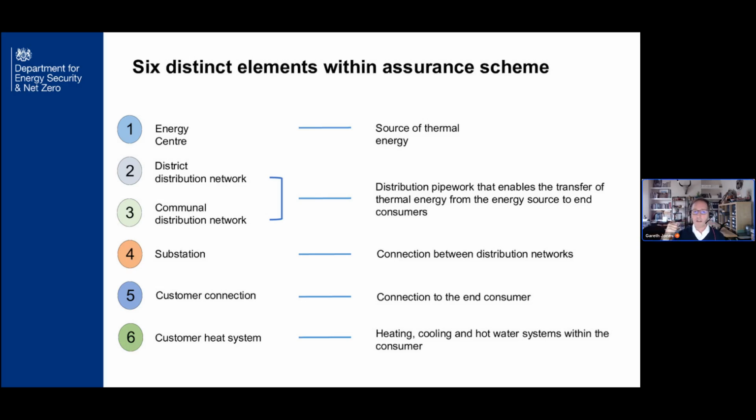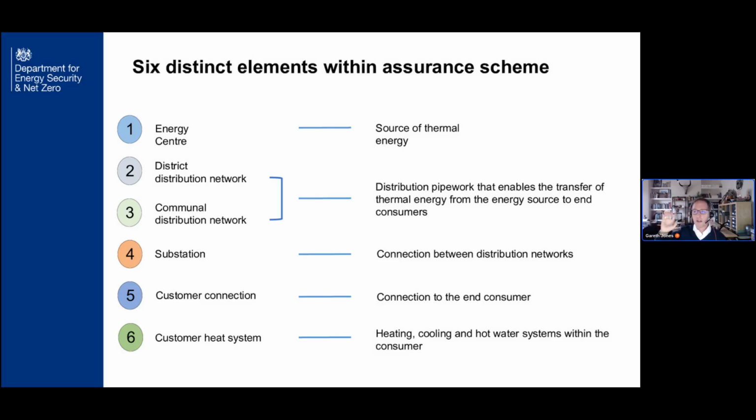So energy center, distribution networks, which are split into either district distribution or communal distribution. Effectively, communal distribution is everything within the building. District distribution is everything outside of a building. Predominantly it's going to be buried networks. Substation, so connection between distribution networks. Customer connection, so connection to the end consumer. And then consumer heat systems. So those are the heating, cooling, hot water systems within the consumer premises.